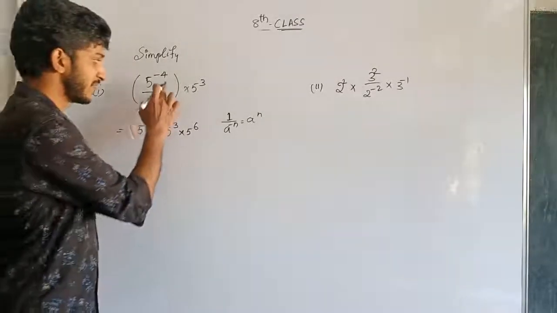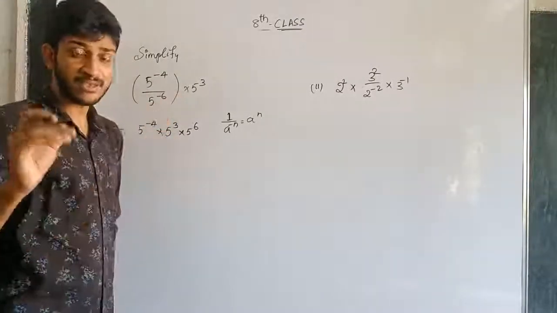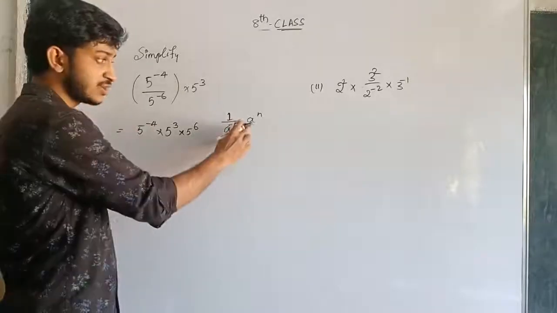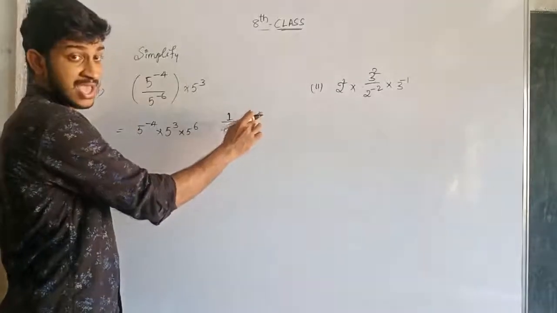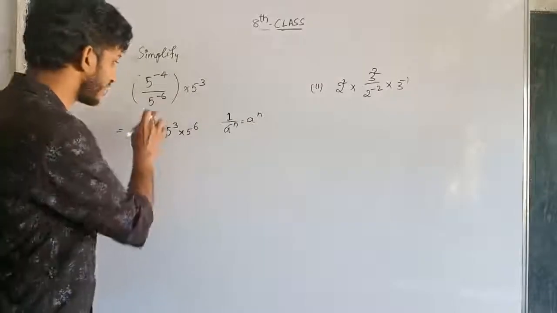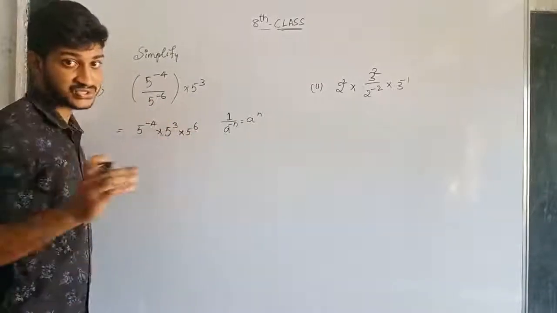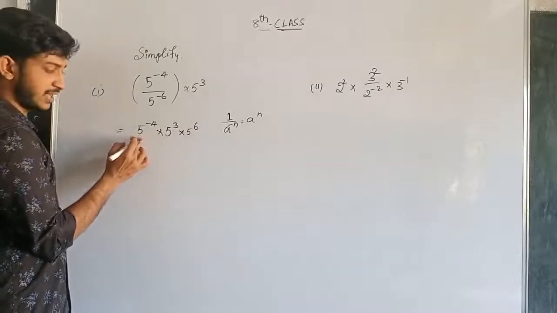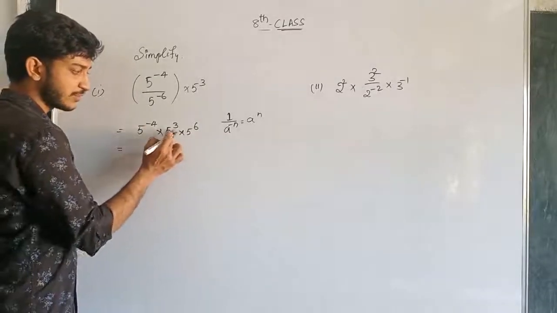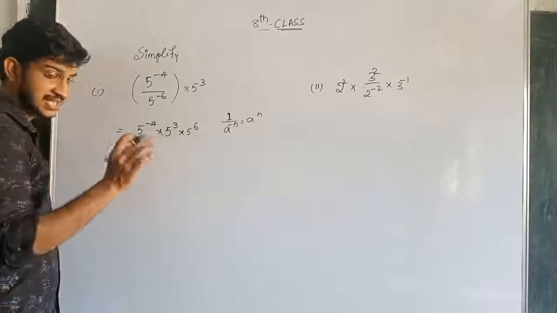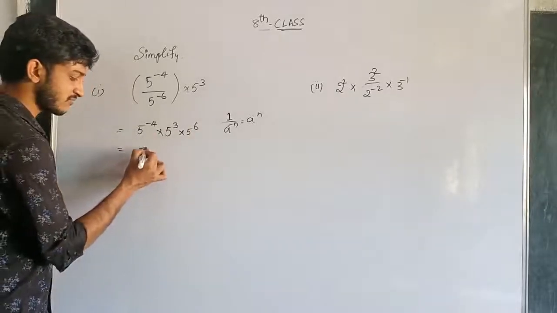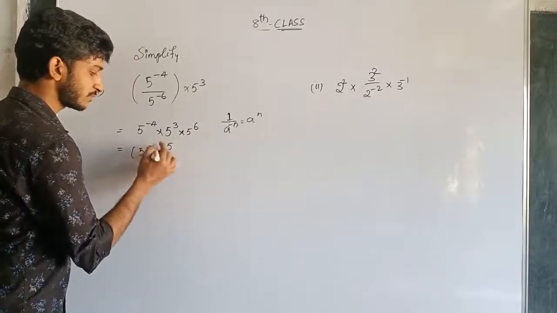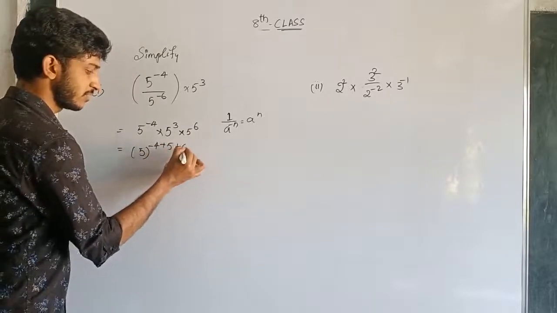See here, it is 1 by 5 power minus 6. If it goes to the numerator, it becomes a positive exponent. So here minus 6 becomes positive 6. If you observe here, 5 power minus 4, 5 cubed, 5 power 6, the bases are the same. That's why I am writing this as 5 power minus 4 plus 5 plus 6.